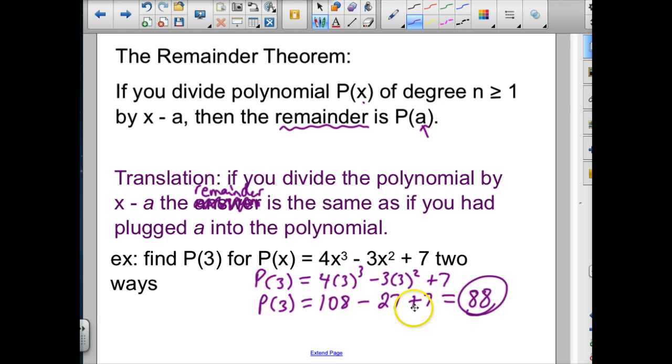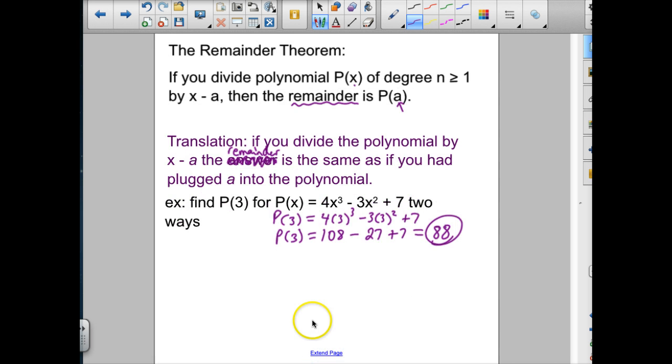And that I had to use my calculator for, or I would have had to do quite a bit of work off to the side here if I wanted to do it by hand. Well, mathematicians figured out that if I had just done synthetic division, notice that p of x equals 4x to the third minus 3x squared plus 0x, because I'm missing that x term, plus 7.